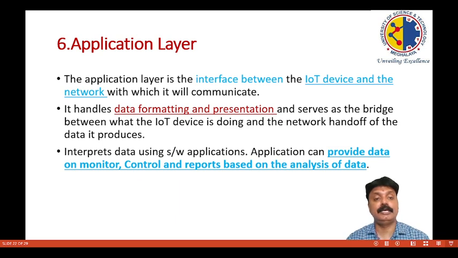The sixth one is the application layer, which acts as an interface between the IoT device and the network. It handles the data formatting and presentation, and serves as the bridge between what the IoT device is doing and the network handoff of the data it produces. It interprets data using the software application. This application can provide data on monitoring, control, and reports based on the analysis of data.